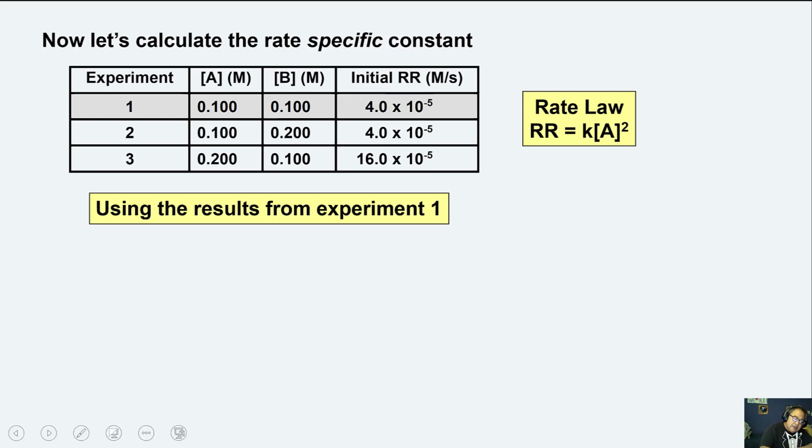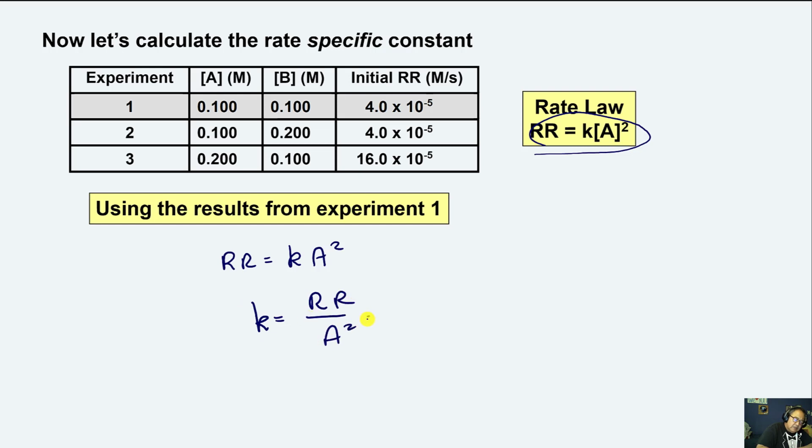So I know that the rate law, I've put it up here, is this. So I can say reaction rate, RR, is equal to K times A squared, and then I'm going to rearrange this because I want to find K. So I'll have K is equal to RR over A squared, and then I just plug numbers in. Now, let me just do it.